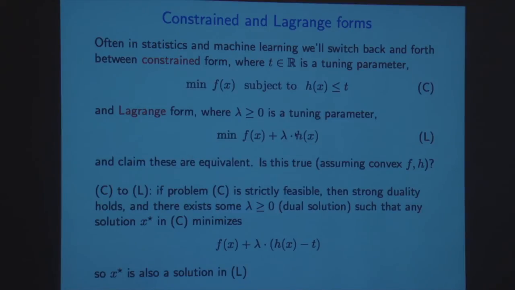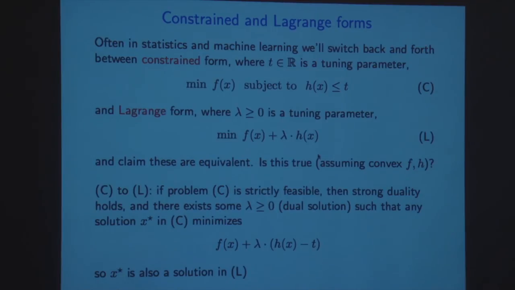And here t and lambda are the tuning parameters. And over choices of tuning parameters, these are the same. So we can solve whichever one's most convenient for you. So we're going to actually prove that from the KKT conditions, or we're going to try to get an understanding of when this is true from the KKT conditions.